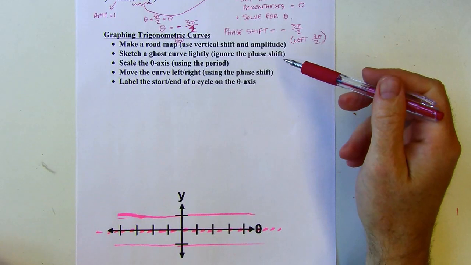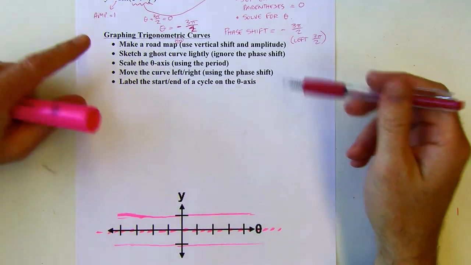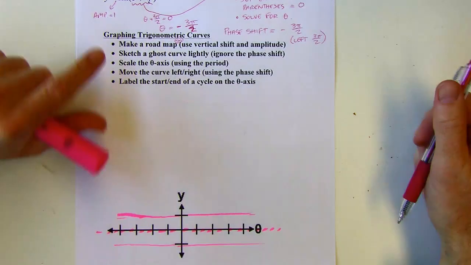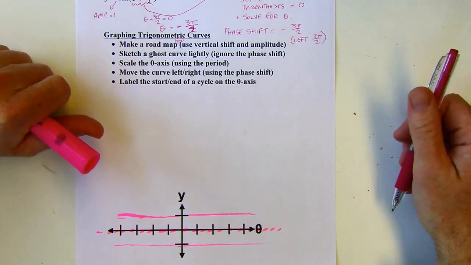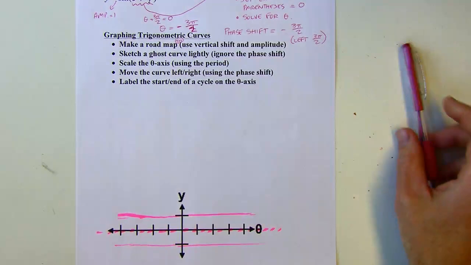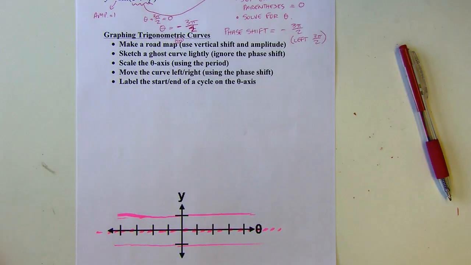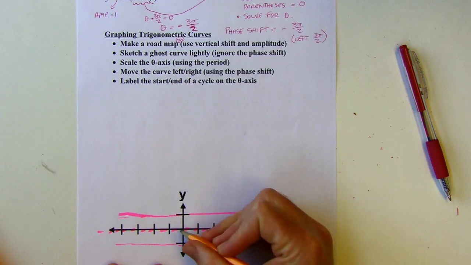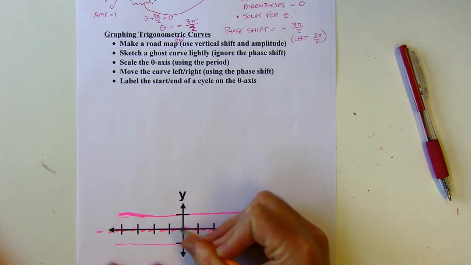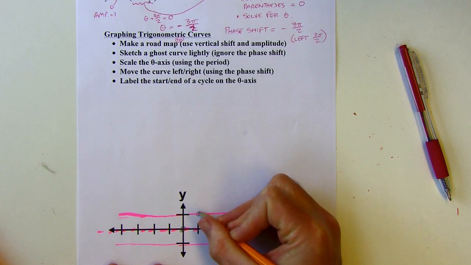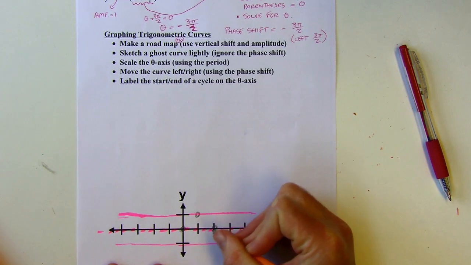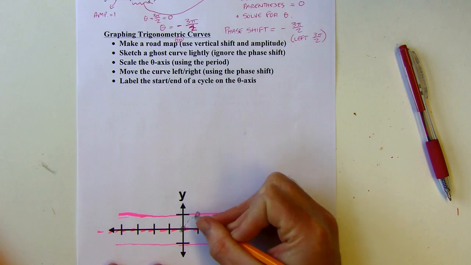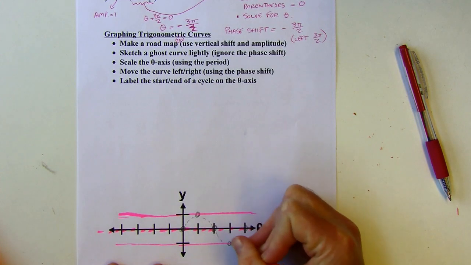Okay. All right, so now we're going to sketch what I call the ghost curve. So I'm thinking this is a sine function, okay? And there's no reflection. It's not flipped upside down. So very lightly, I'm going to think, okay, well, the basic shape of a sine function, I'm not going to worry about the phase shift at all. So what would this look like with no phase shift? It would look something like that. Okay, so I'm calling this my ghost.